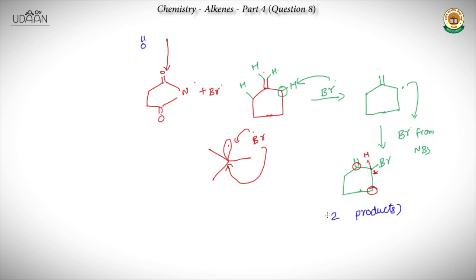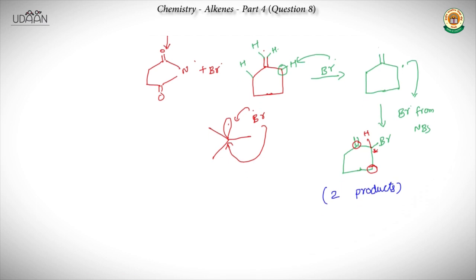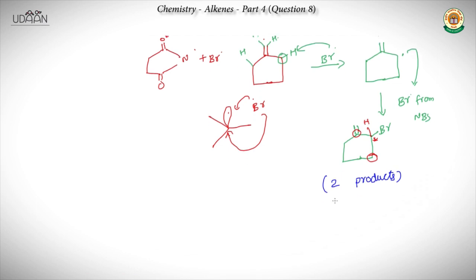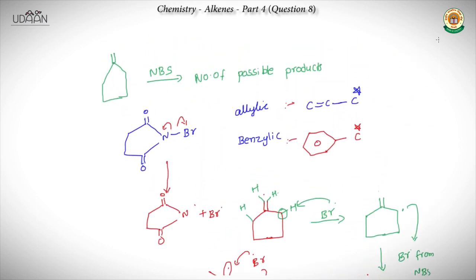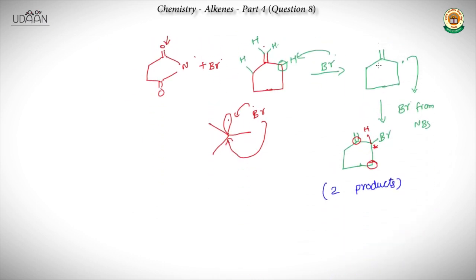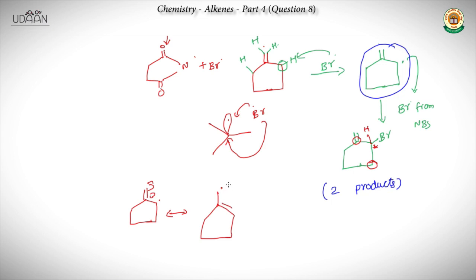Now, if you are given a multiple choice question and you are asked this question, if you write the answer as 2, you're going to be wrong, because in the question they asked to find the number of possible products. And if you observe the intermediate, this one, it's in resonance with C double bond C, and one of the possible resonating structures is when this undergoes homolytic cleavage, you will get a double bond here and a radical here.